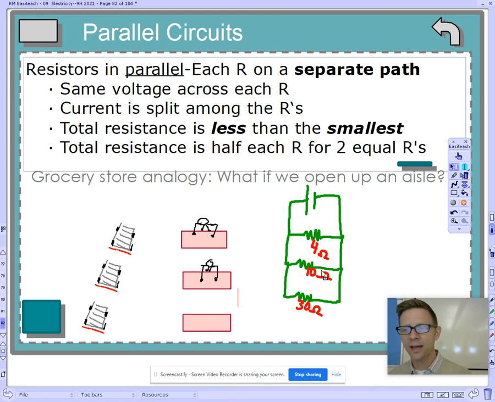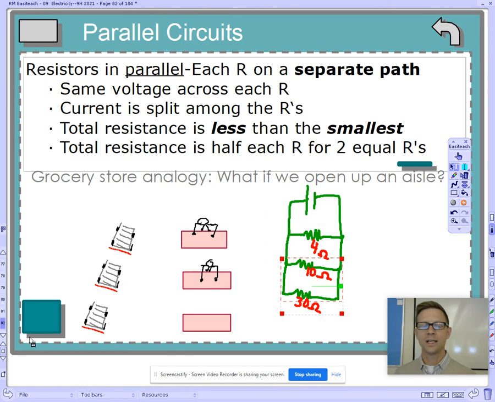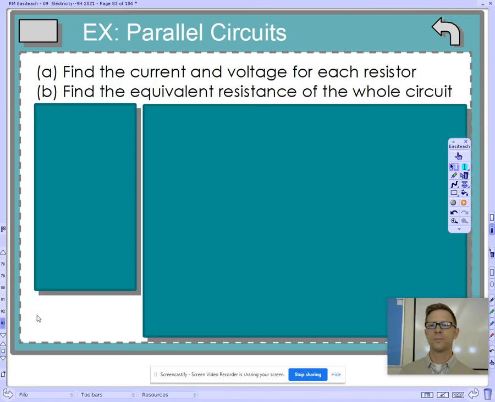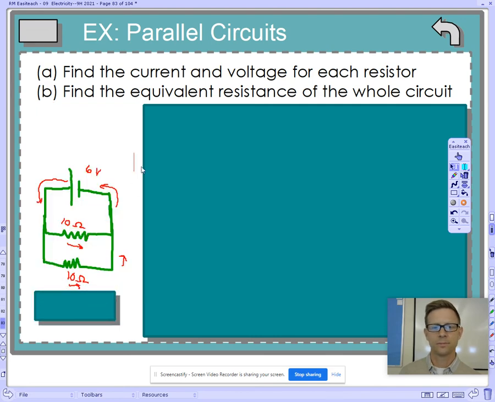Any additional path is still an additional path, even if it's 30 ohms. The overall effect is that there's less resistance because there's more current flowing. Let's do an example. Here's my parallel circuit. I have 6 volts, I have 10 ohms, and I have another 10 ohms. So the current and voltage for each resistor.